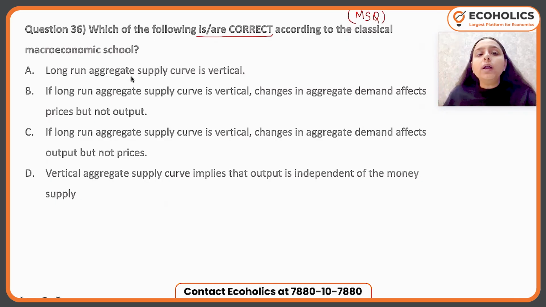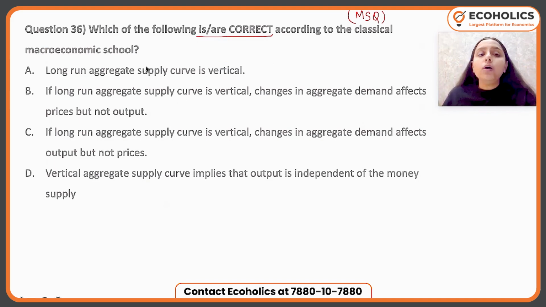Let's say, option A: the long run aggregate supply curve is vertical. Now, the question you're seeing on your screen can be done if and only if you're very clear about your concepts. MCQ with guesswork can still fetch you marks, but in MSQ, you need to be very clear about concepts. When I talk about the classical macroeconomic school, all the concepts you have studied about classical should get back to your mind, so that whenever you are reading any option, you can say whether it is correct or incorrect.